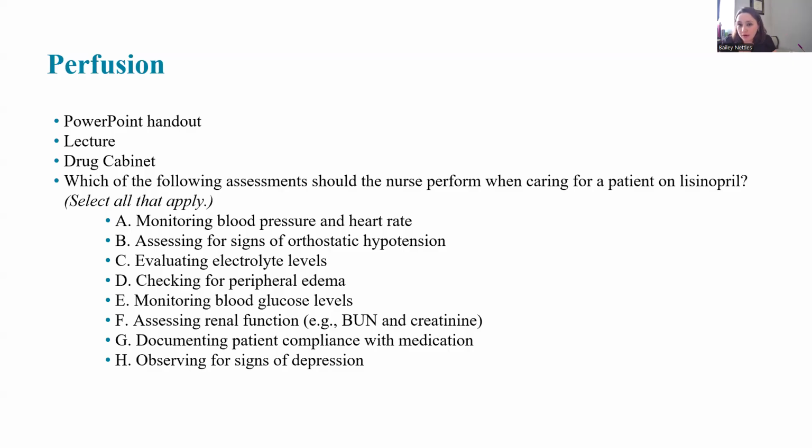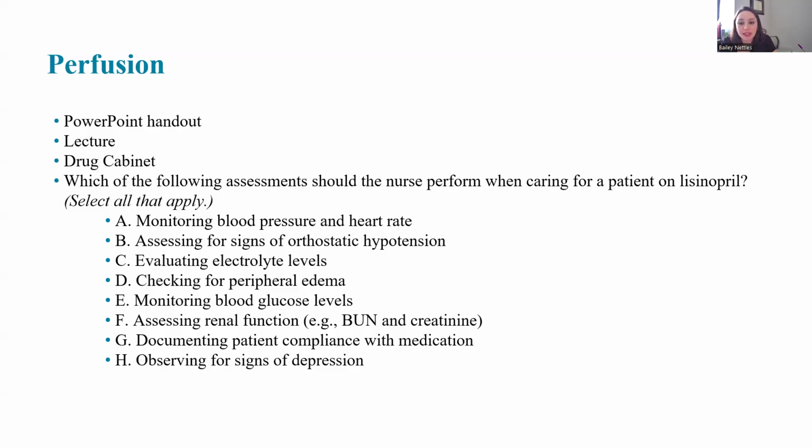We do not have to monitor heart rate. So that is not true. Lisinopril, ACE inhibitor. Okay. Should we assess the signs for orthostatic hypotension? Definitely, because it's a blood pressure medicine. Should we evaluate electrolyte levels? Yes, we should, specifically potassium, right? Check for peripheral edema. No. Monitor blood glucose levels. No. Assess renal function. Definitely, because that's where it works, right?